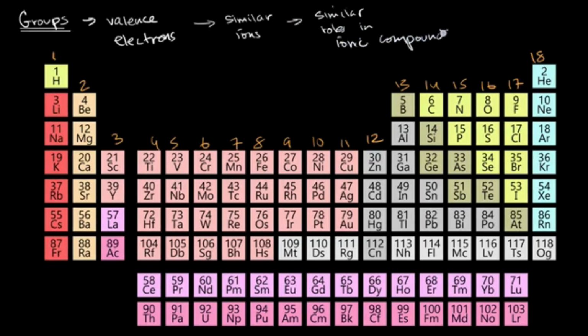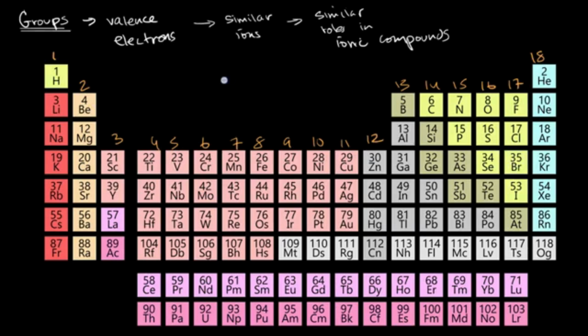Now, for the sake of this video, I'm going to focus most on the extremes of the periodic table, the groups at the left and the right, because those are the closest to having a full outer shell, either by losing electrons or by gaining electrons.